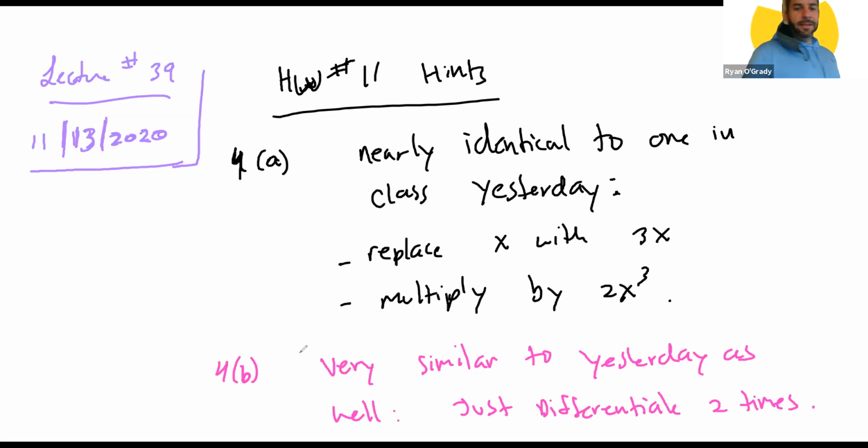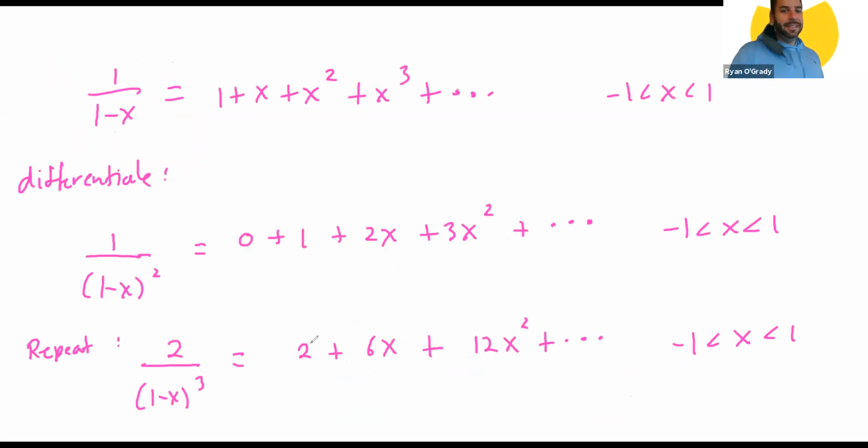Does anybody have any questions about this? All you have to do to finish this is divide everything by 2. You get 1 plus 3x plus 6x squared.